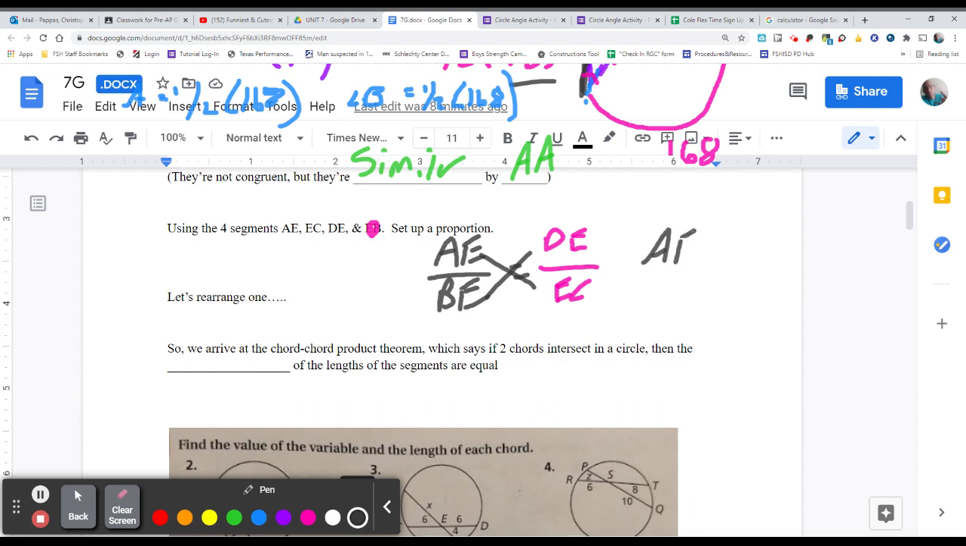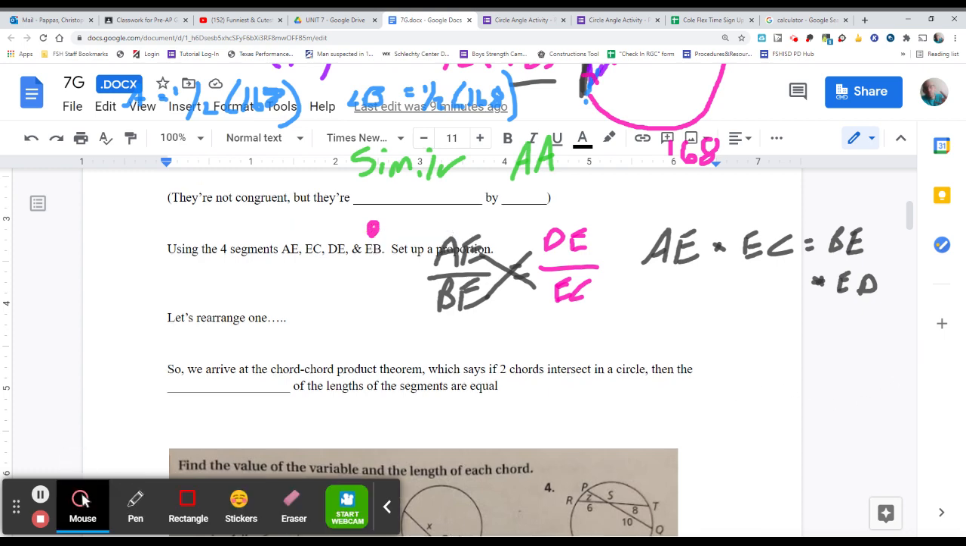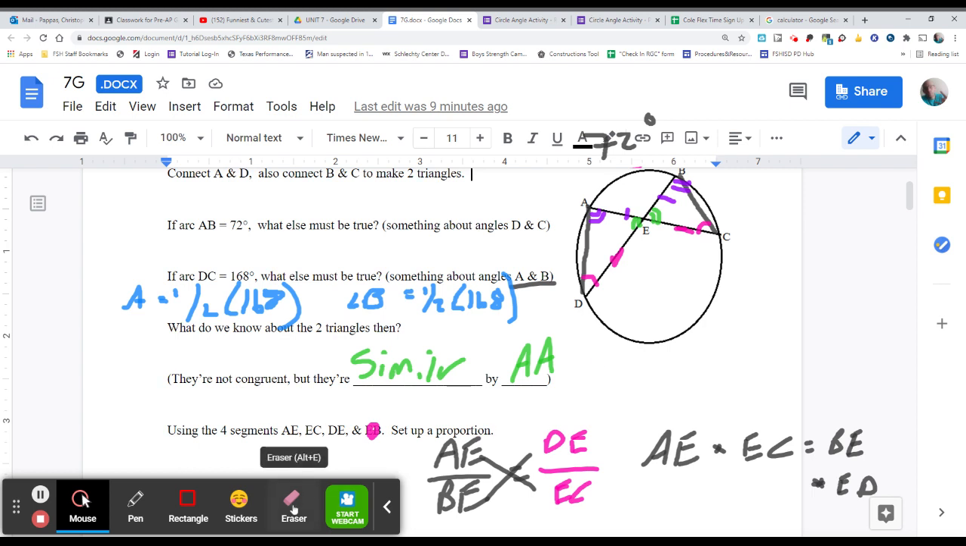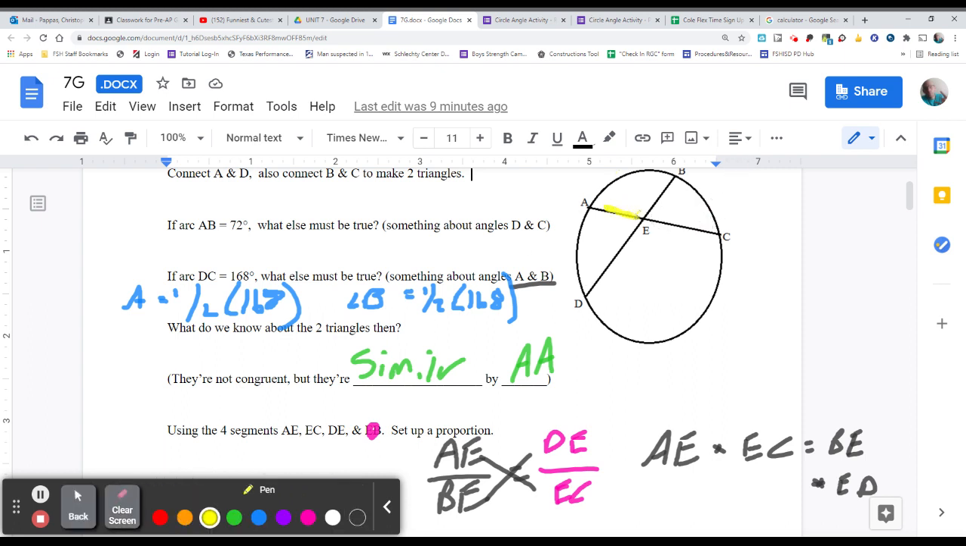We're going to see that AE times EC is going to equal BE times ED. I'm going to call that DED instead, okay? So let's see what this looks like in our picture. If I'm looking at my picture here, AE times EC is going to equal BE times ED, okay?